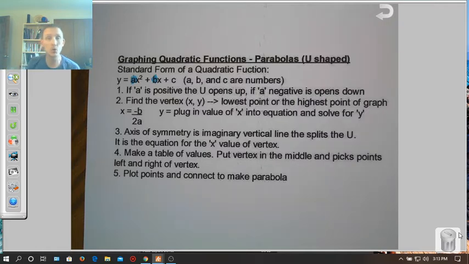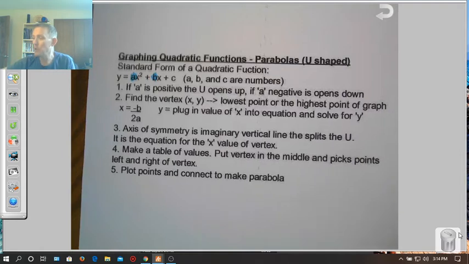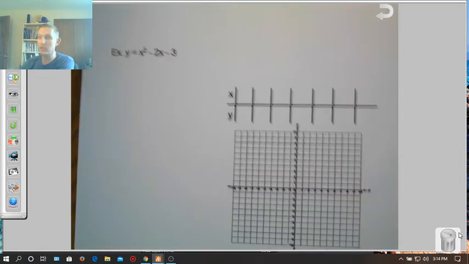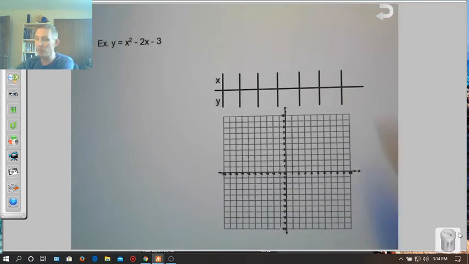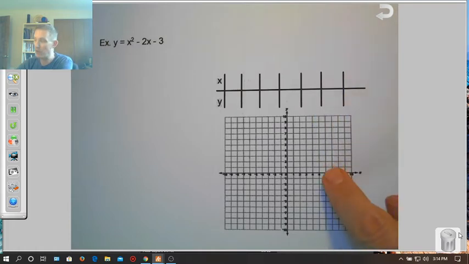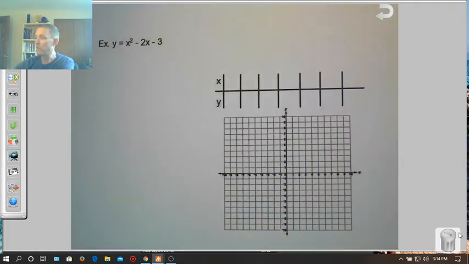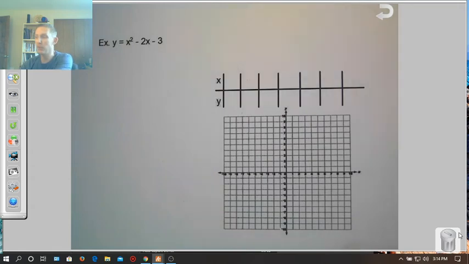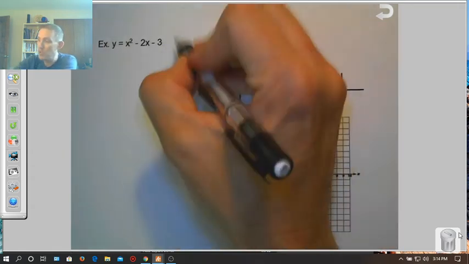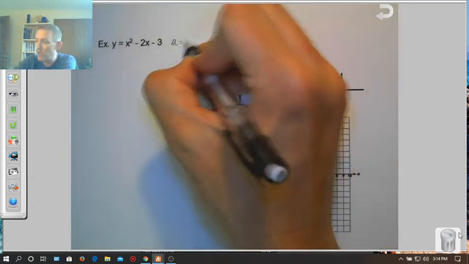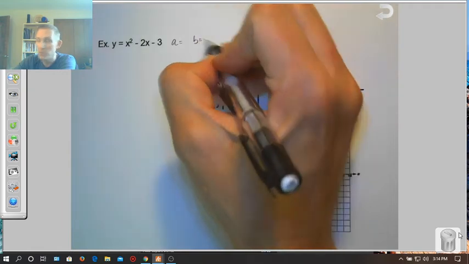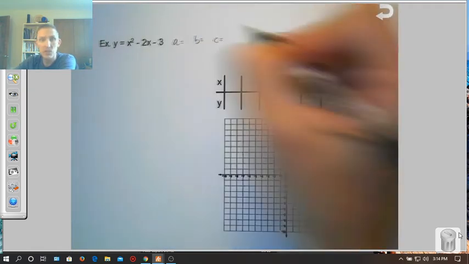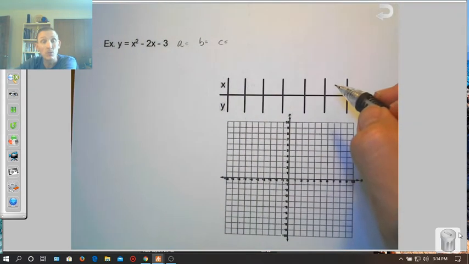Okay. So let's go through an example to see how this plays out. So in your notes, you have this example right here, and you're going to see I've already prepared the table and the graph. Well, the first question you should ask yourself for this particular equation is what is a, what is b, and what is c? Because we need those values.